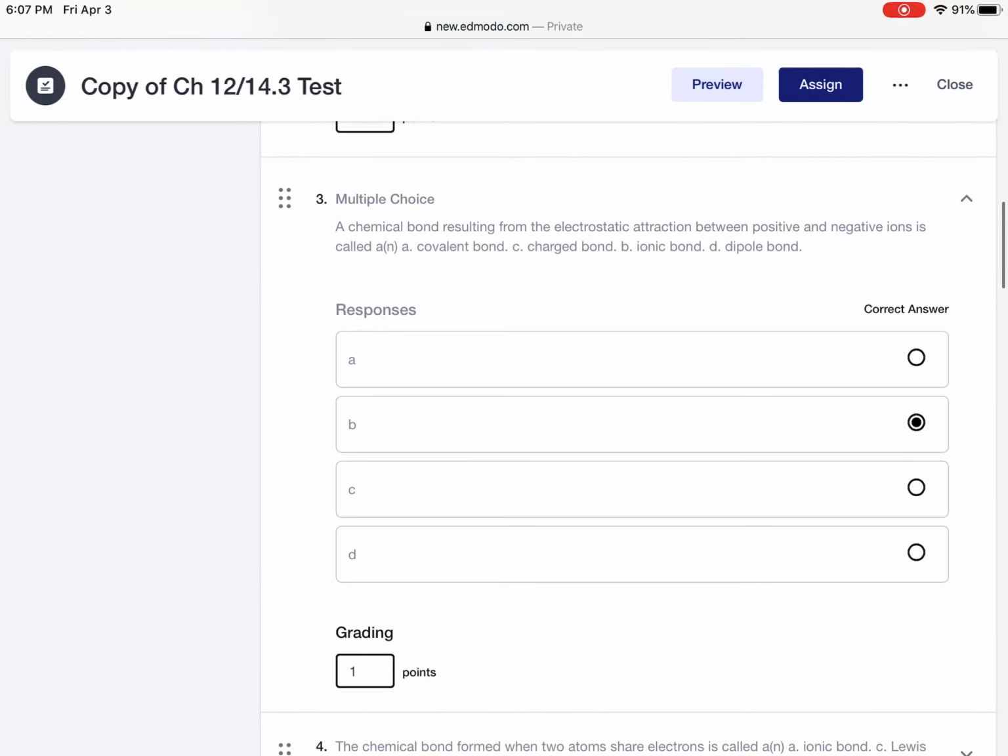Number three. A chemical bond resulting from the electrostatic attraction between positive and negative ions is the definition of a B, ionic bond.